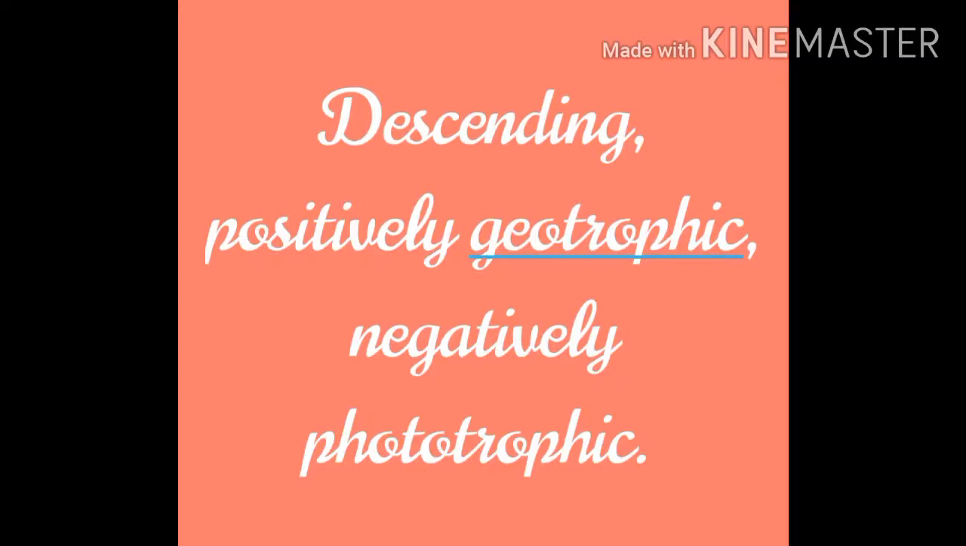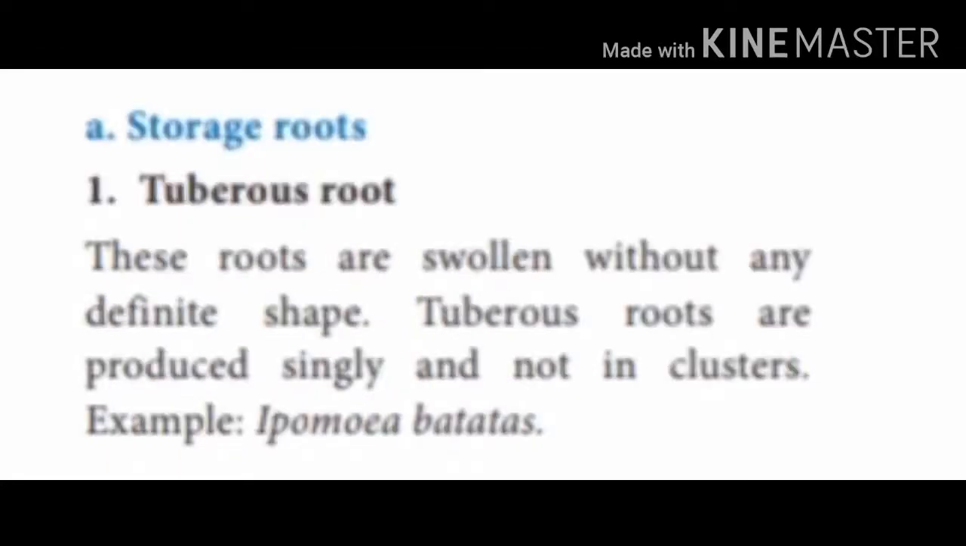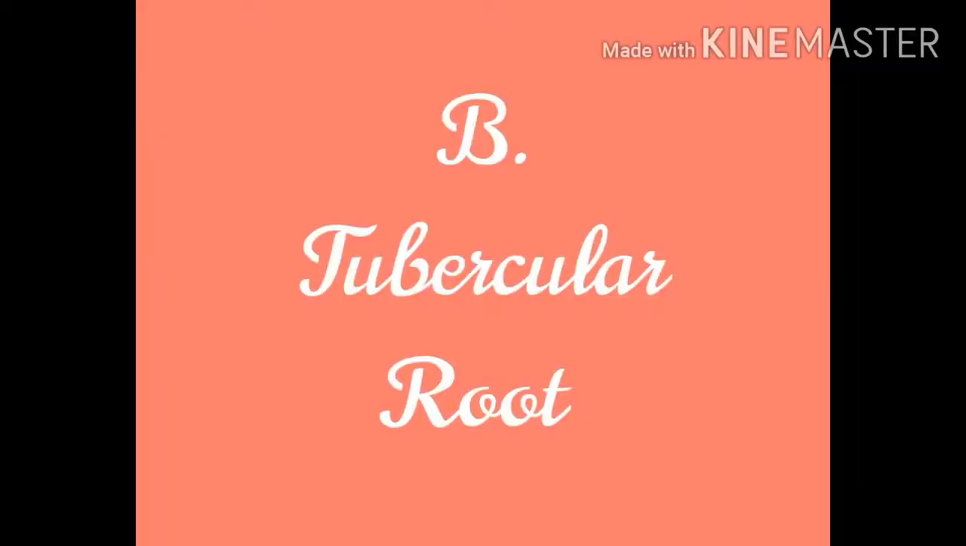Now let's move to the second question. When the root is thick and fleshy but does not take a definite shape, it is said to be. 4 options are given. To find this, let's look into the textbook, page number 68. There are types of adventitious root. In that, the first one, tuberous root. These roots are swollen without any definite shape. So here we got the answer. Your answer would be option B, tuberous root, which does not have a definite shape.